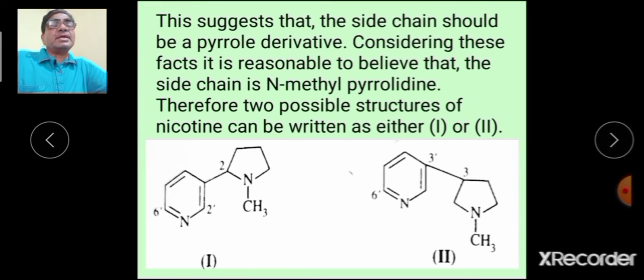The product suggests that the side chain should be a pyrrole derivative. But it is saturated. Considering these facts, the side chain is a saturated pyrrole, that is N-methylpyrrolidine. But the point of attachment is not clear. The 3 position of the pyridine ring is clear. Therefore, to this 3 position, the side chain is attached either at the 2 position to the nitrogen atom, or at the 3 position, and therefore 2 possible structures are there.